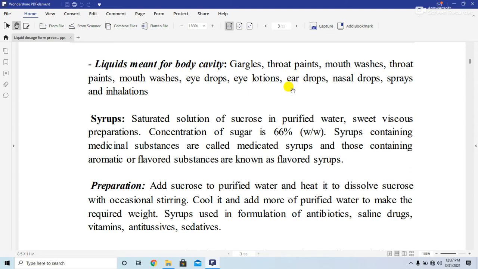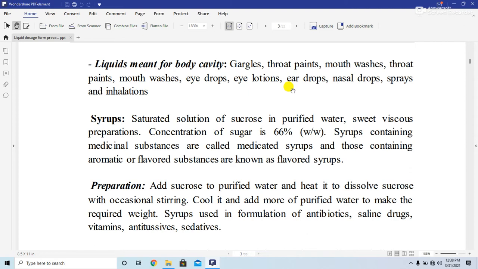Come toward the preparations, how the syrups can be prepared. There are two: one is extemporaneous preparation, small scale preparation, and the other is commercial scale. But I am going to highlight very simple methods through which you can design and formulate the syrups.